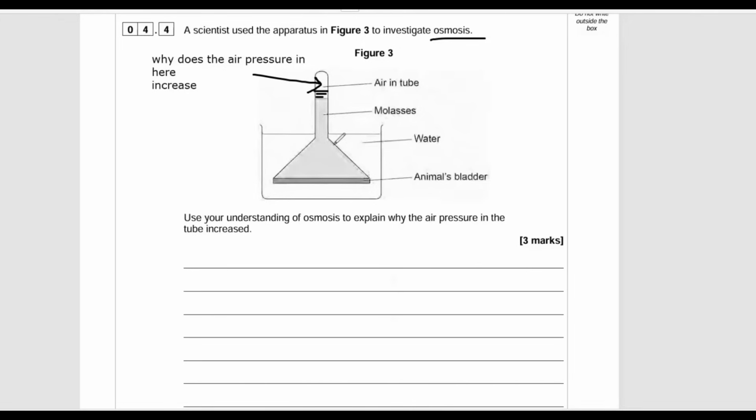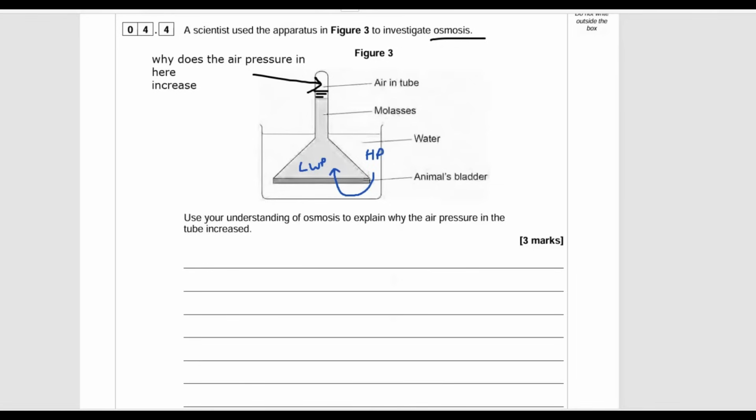We've got water outside, sugar inside. Well, water moves from a high water potential to a low water potential. So water is going to want to come into this sugar solution. Now, it can't get through the glass, but it can get through the animal bladder. Now, you might say, well, how am I supposed to know that? Well, an animal bladder is made of animal cells and it's going to cross through a cell membrane. Think of your water potential business, your osmosis. So we've got a high water potential into a low water potential by osmosis through the animal bladder, which is a partially permeable membrane. This raises the molasses solution up, decreasing the volume, increasing the air pressure.